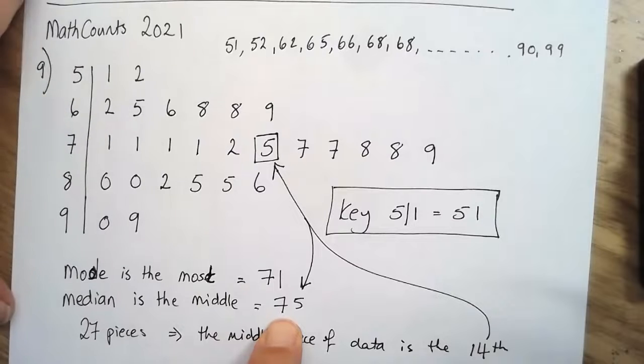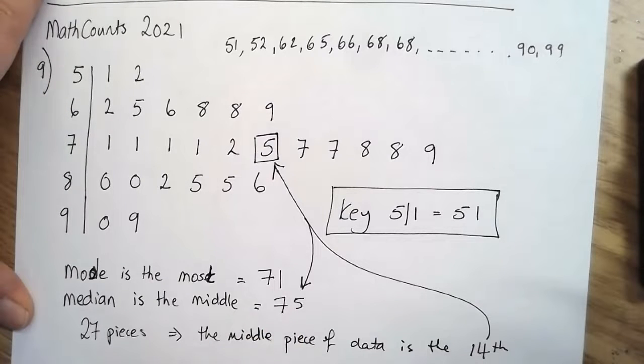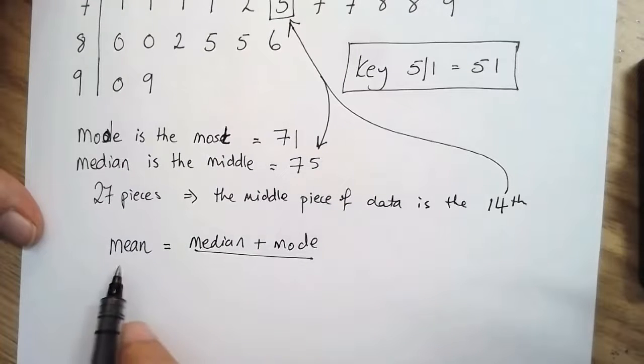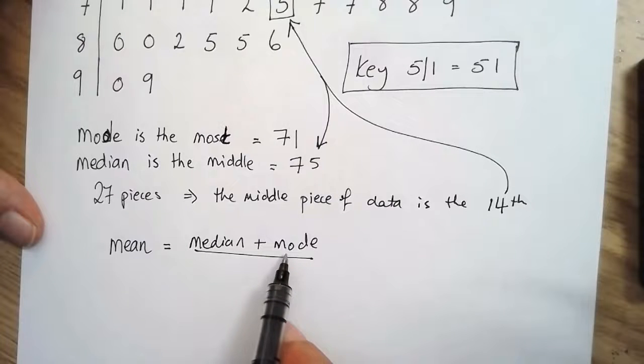And the question says, what is the arithmetic mean of the median and the mode? Really weird way of doing it. The mean, what's the arithmetic mean of the median and the mode?